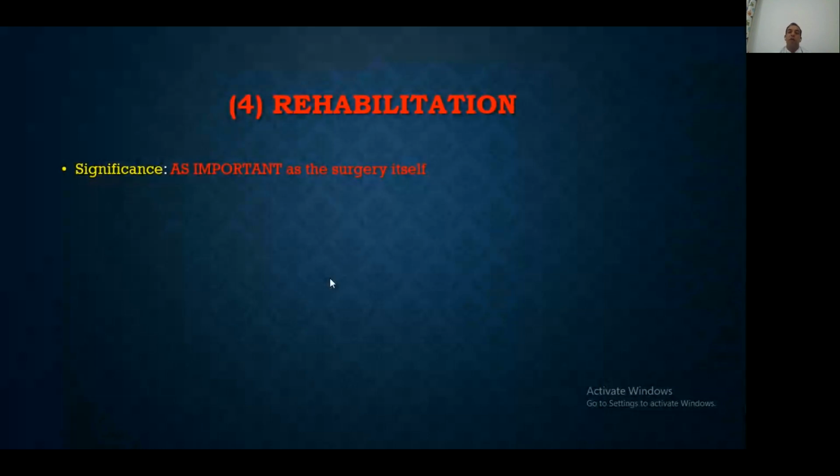It is as important as the surgery itself. If you have a perfect operation with poor rehabilitation, this definitely will lead to a very poor outcome. So rehabilitation after the operation is extremely important.